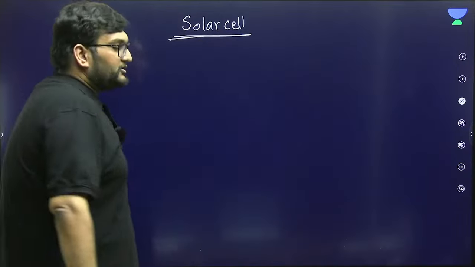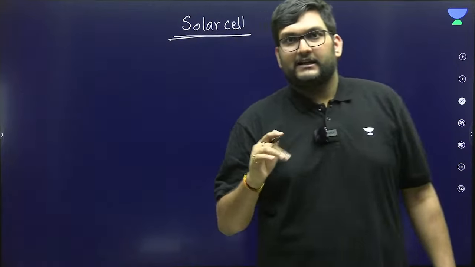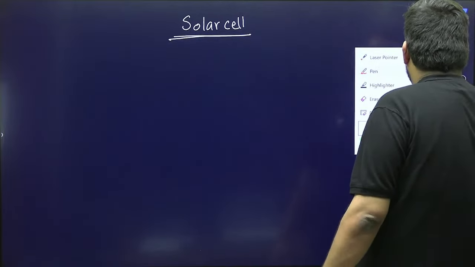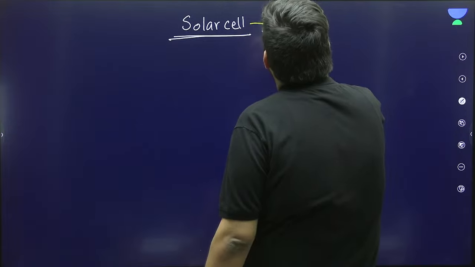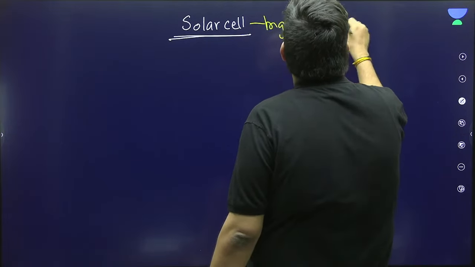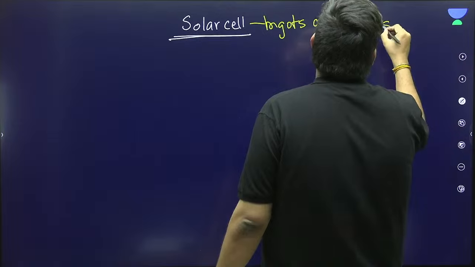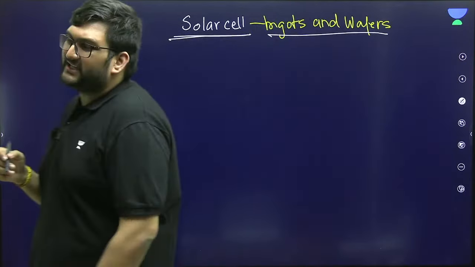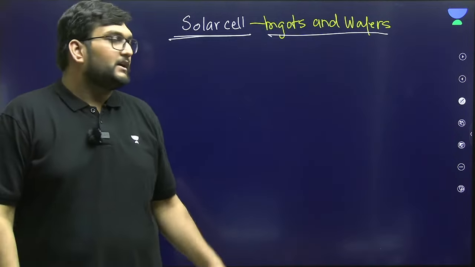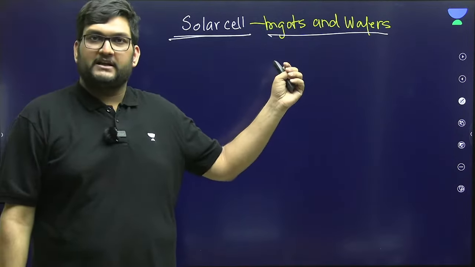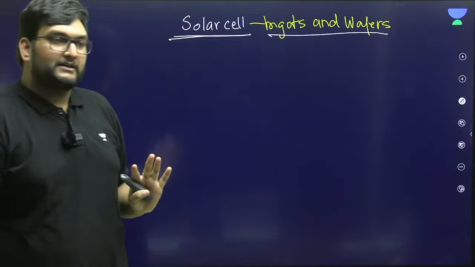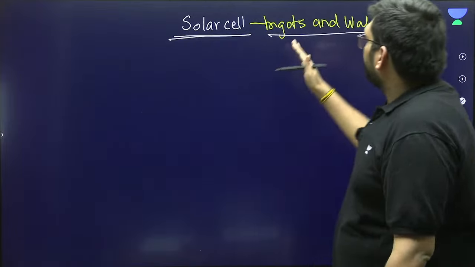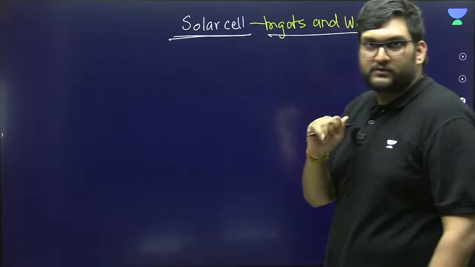To make a solar cell you need what are called ingots and wafers. Now, India is generally deficient in ingots and wafers manufacturing because you need rare earth metals for this, and we are not very good with what are called PN junction semiconductors. Semiconductor manufacturing in India is a problem because of lack of resources. So, ingots and wafers, this is the first issue which we can see.